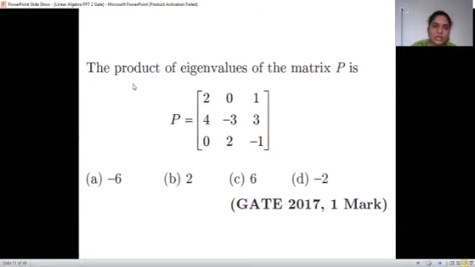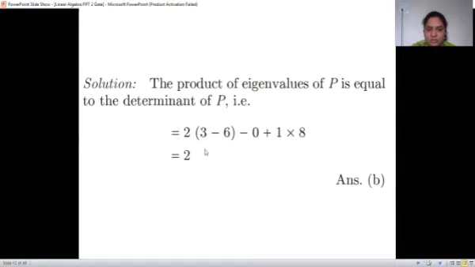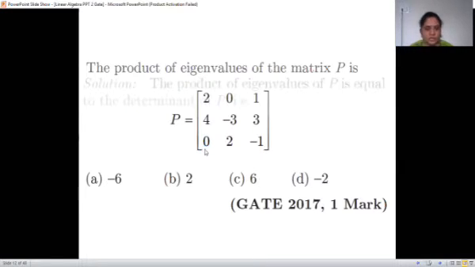So actually, we need not find out all the eigenvalues. What we need to find is just the determinant of P. Whatever will be the value, that will be the product of eigenvalues, right? So your answer will be 2. That is the determinant, and the value of determinant is 2. Okay, so this will be the answer.